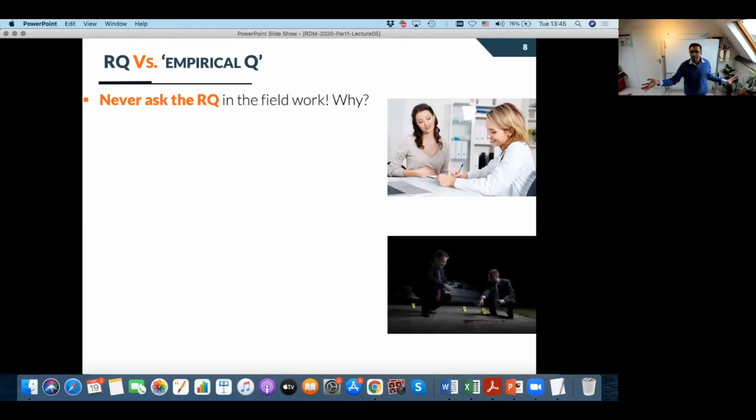because of many reasons. Research question is a theoretical question, is a conceptual question, is an abstract question. The language of the research question is theoretical, is abstract. The language of the empirical question is the language of the subject. If you talk to the managers, you need to talk in their language. If you send a questionnaire to a particular participant, you should draft the questions in a way that they understand. There are many other reasons that you should not directly ask your research question from the field.